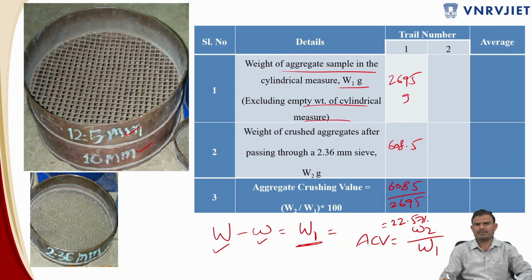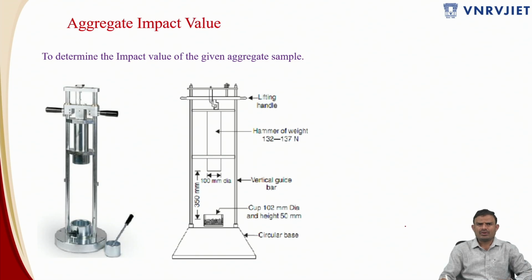So this is the process of how you conduct the aggregate crushing value test and how you tabulate the readings. If required, you go for a second trial, and you report the average crushing value of 1 and 2. The next test we are going to conduct is the aggregate impact value test. The aim of the apparatus is to determine the impact value of the given aggregate sample.